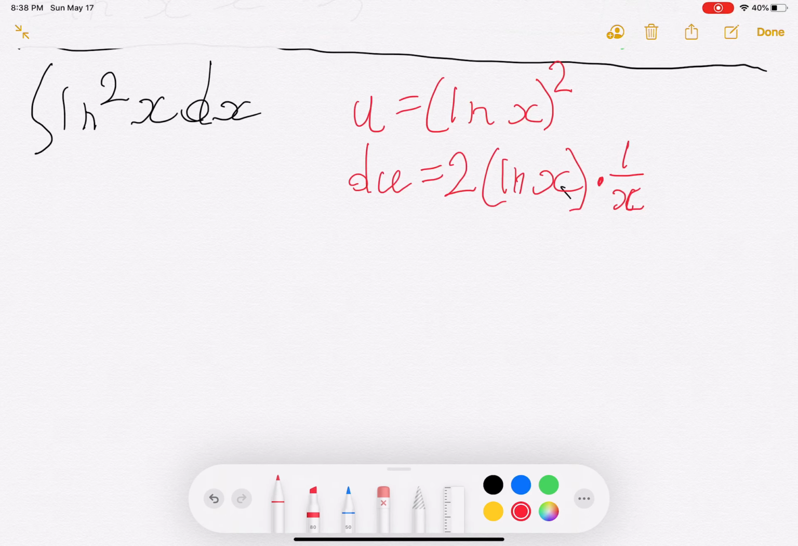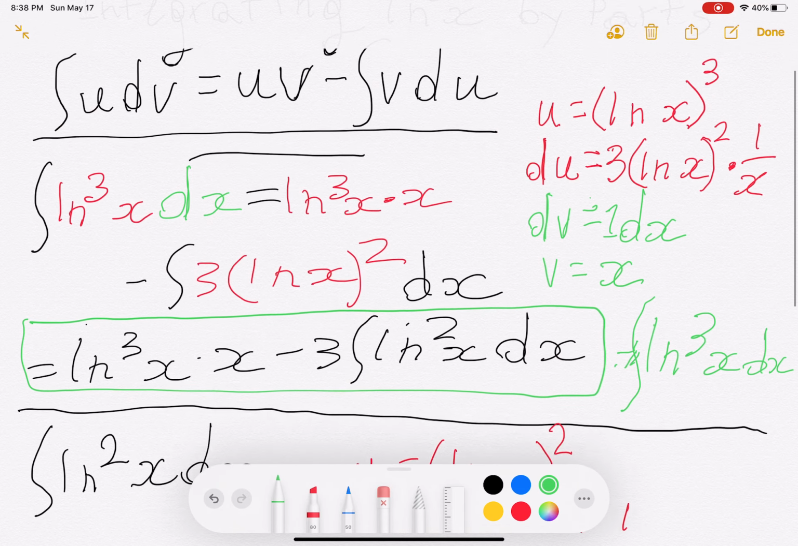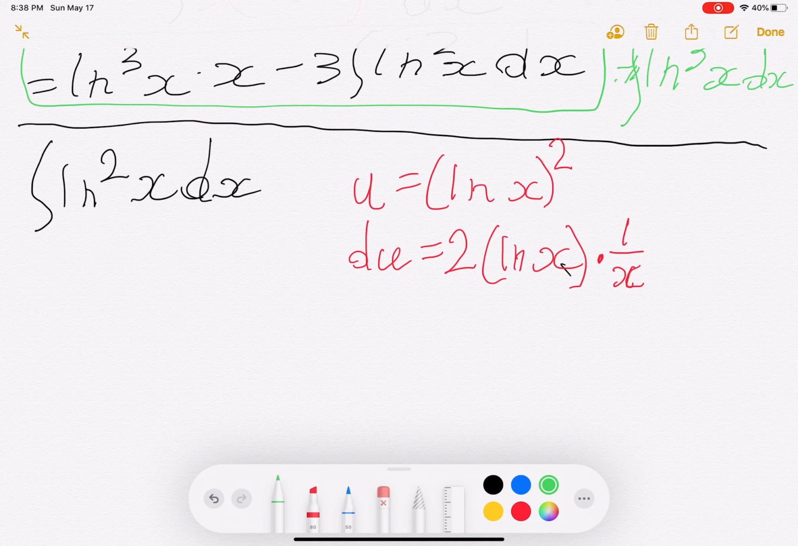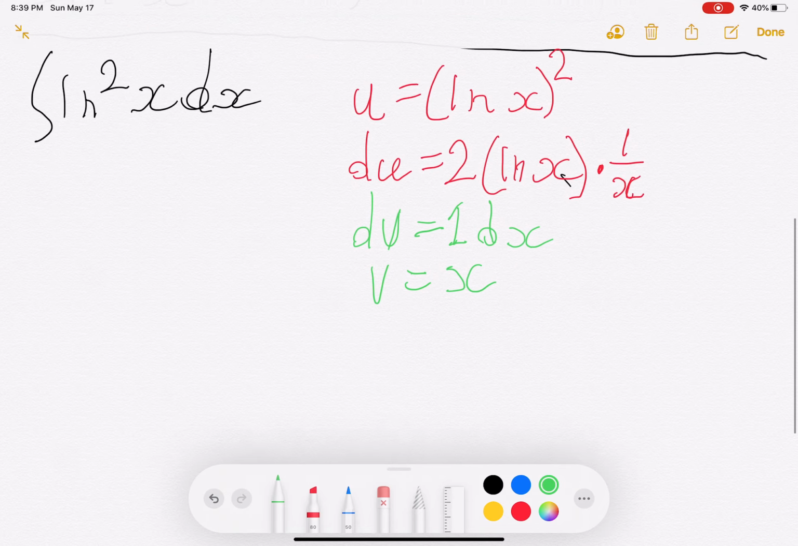Okay, so now, since we got that, we can find v and dv. So let's do that. I'll do dv first. Dv equals, since there's a hidden times 1 there, just 1 dx. And thus making v, once you integrate 1 dx, you get x. So v equals x. So nothing new there.